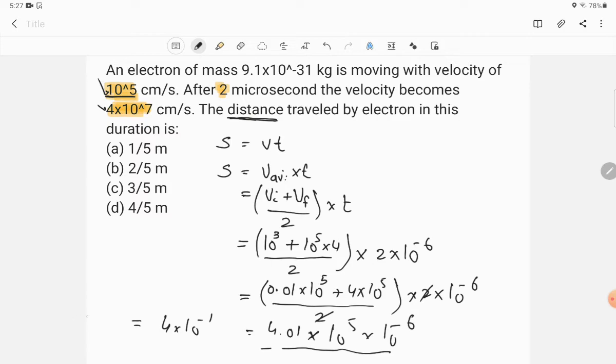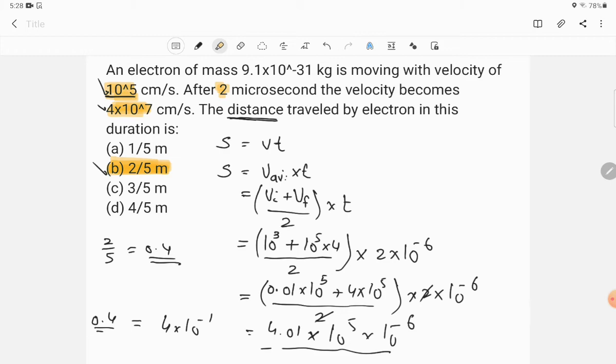And there is no option indicating 0.4. But here the B option is 2 by 5, which means 0.4. It means that the B answer is the correct one. So this is the correct answer for the given question.